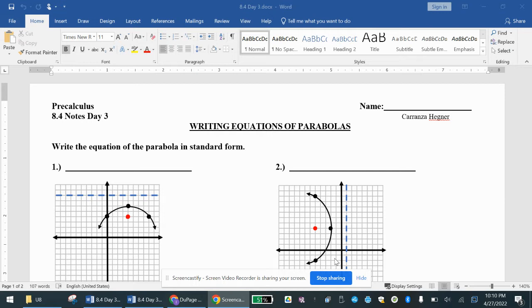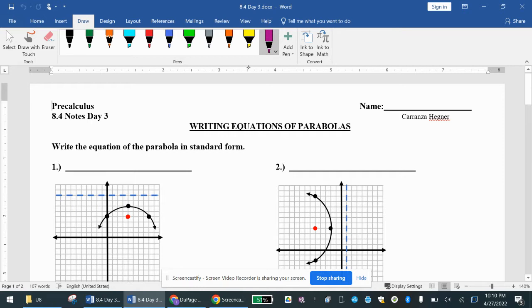If you remember, a couple of things that are really important when graphing parabolas are knowing where the vertex is and also the value of p. So the first thing I want to do is identify the vertex for number 1, which is (4, 6). It goes 1, 2, 3, 4, and 2, 3, 4, 5, 6.